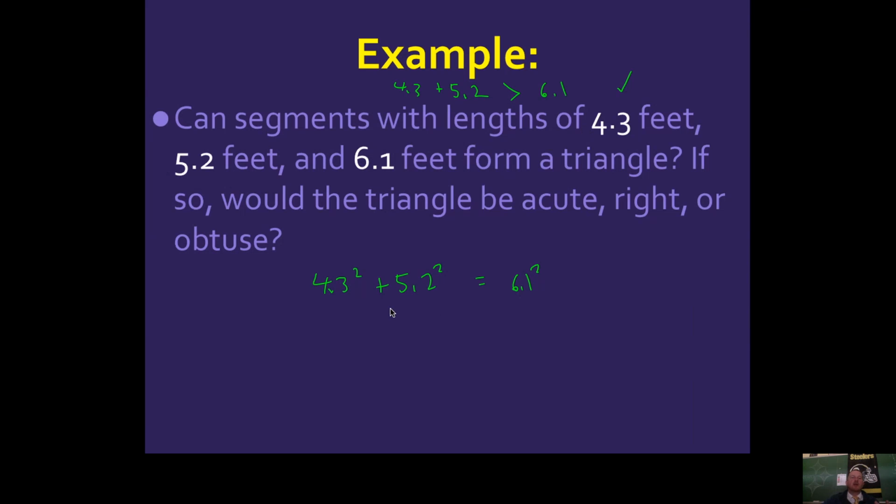Now, here's how you tell what kind of triangle it is. You put it in the converse of the Pythagorean theorem. 4.3 squared plus 5.2 squared, that gives me this number, 45.53. 6.1 squared gives me 37.21. The left side is clearly bigger. This is an acute triangle.